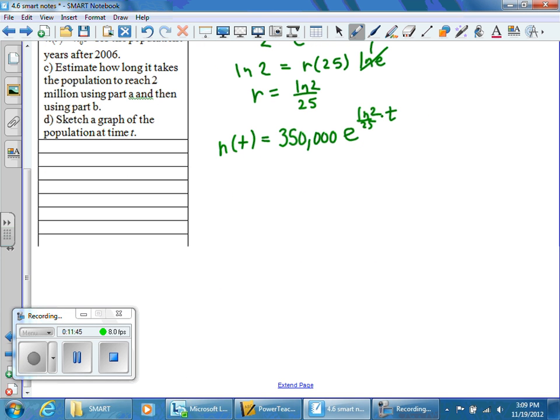Okay, part C says estimate how long it takes the population to reach 2 million using both part A and then using part B as well. So we're doing part C, and let's use it with part A first.